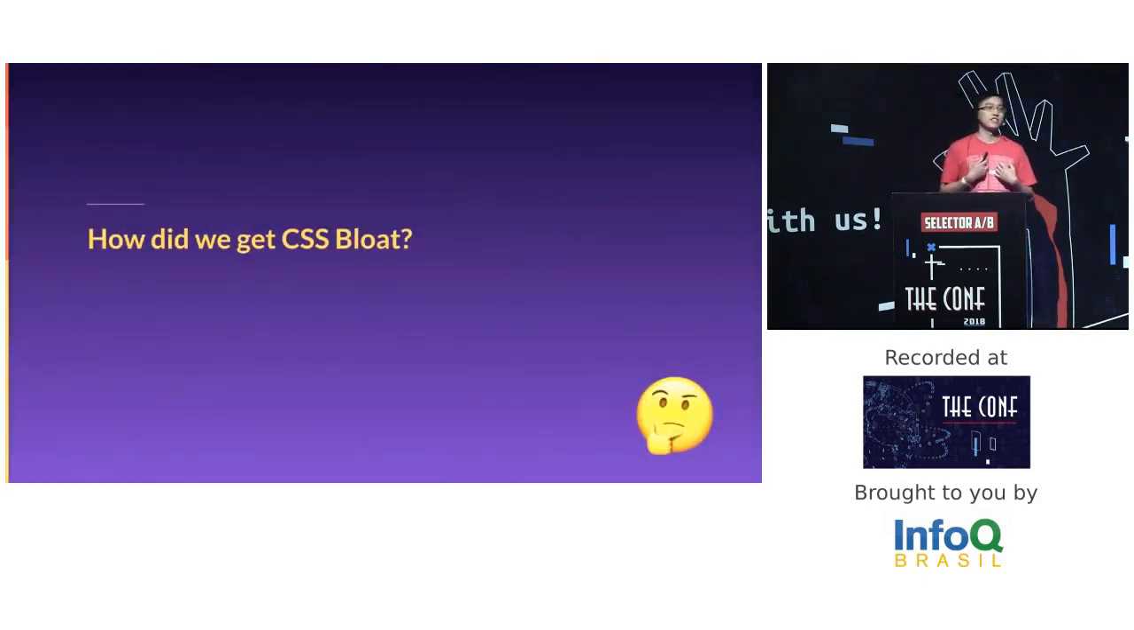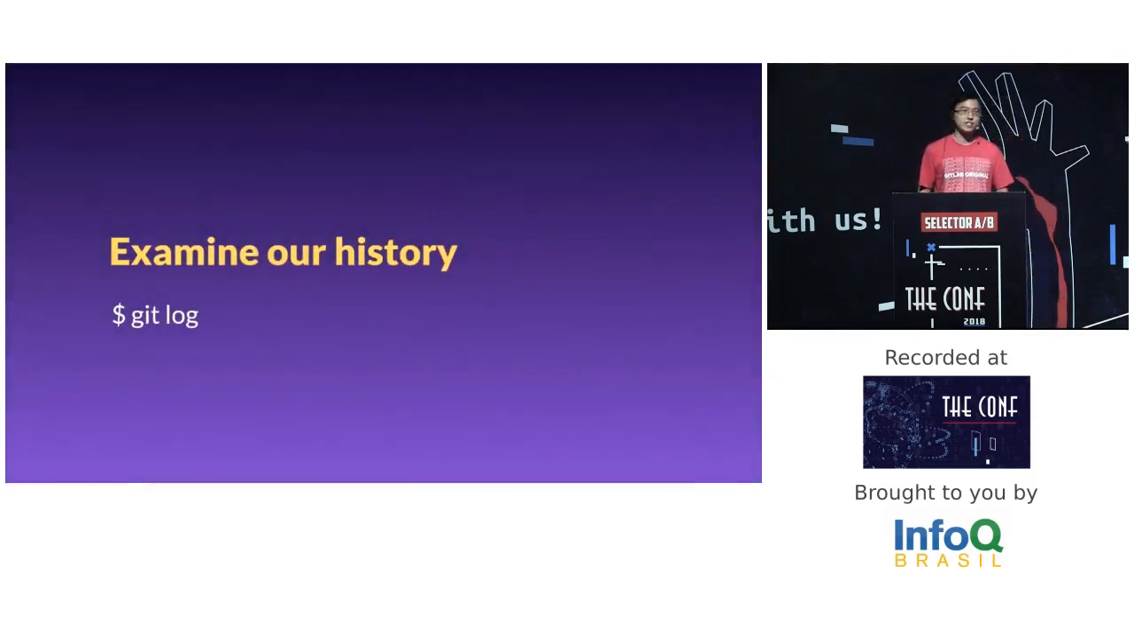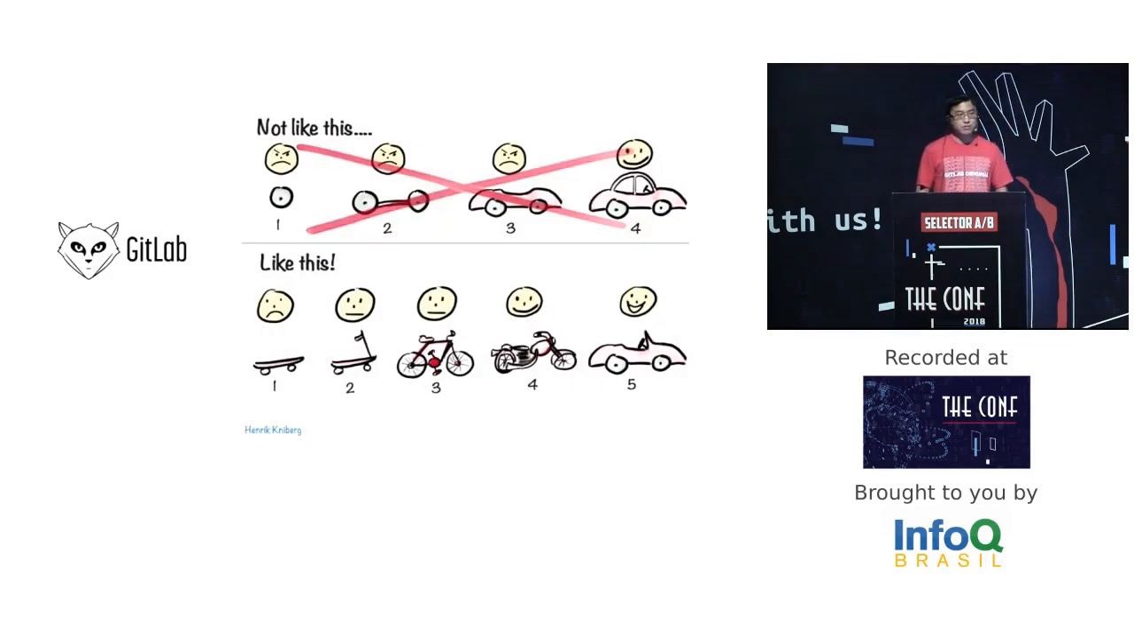So how did we get CSS Bloat? How did GitLab get CSS Bloat? In order to answer that, we have to examine our history. We have to understand how the boat was before it started to sink. If you know about GitLab's history, we used to have this really ugly logo. This fox kind of gives you nightmares.